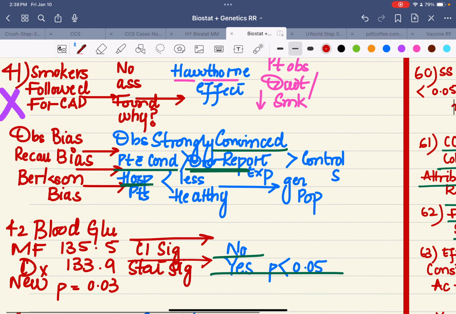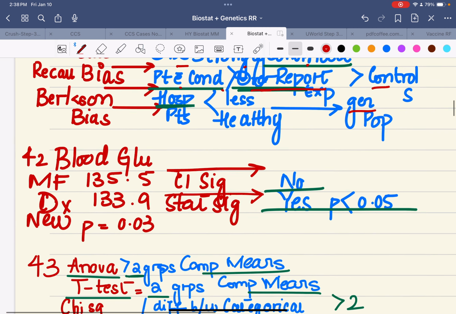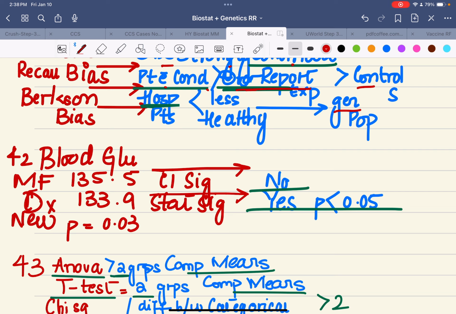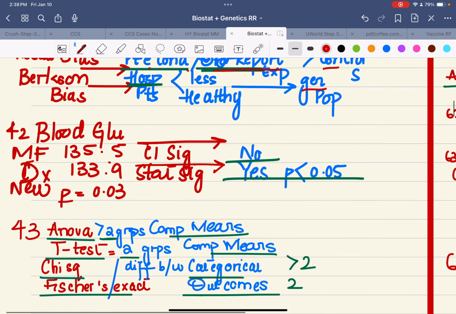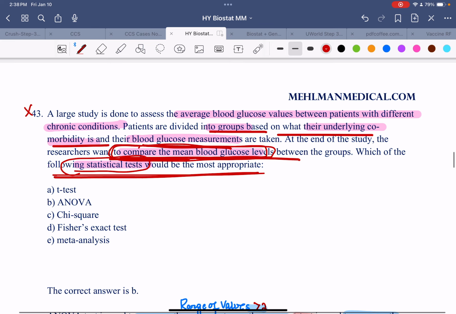So, okay, we missed this in the previous question: if the observer is strongly convinced of something, that's known as observer bias. If the patients who have the condition over-report the exposure as compared to the controls, this is known as recall bias. The hospitalized patients tending to be less healthy as compared to the general population is known as Berkson bias. And if we have blood glucose with metformin 135.5 or with a new drug 133.9 with a p-value of 0.03, then the clinical significance is no, but the statistical significance is yes, as the p is less than 0.05. Question number 43.